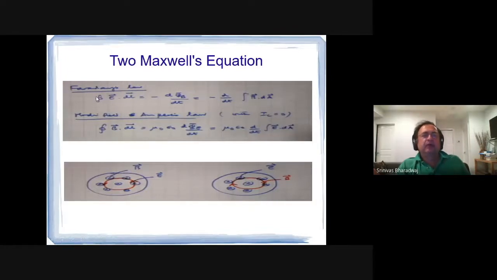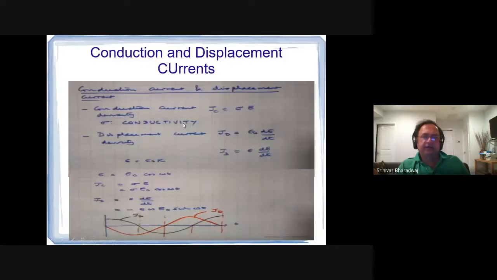Now, Faraday's law also transforms to closed integral of E dot dl equals minus d phi by dt, right? This is the standard Faraday's law. There's no change there. But the B is derived from the corresponding equation here. So these are the two changes as a result of there being both a conduction current and a displacement current.